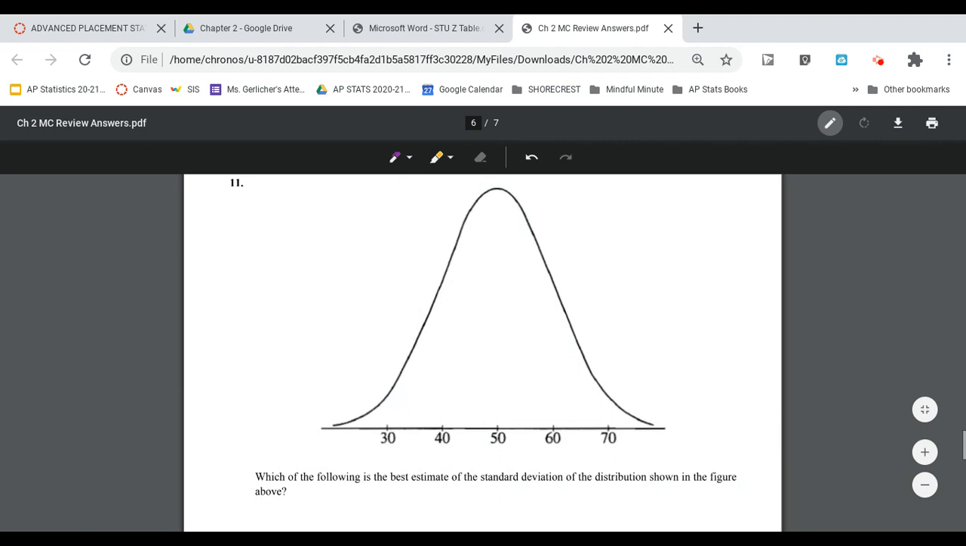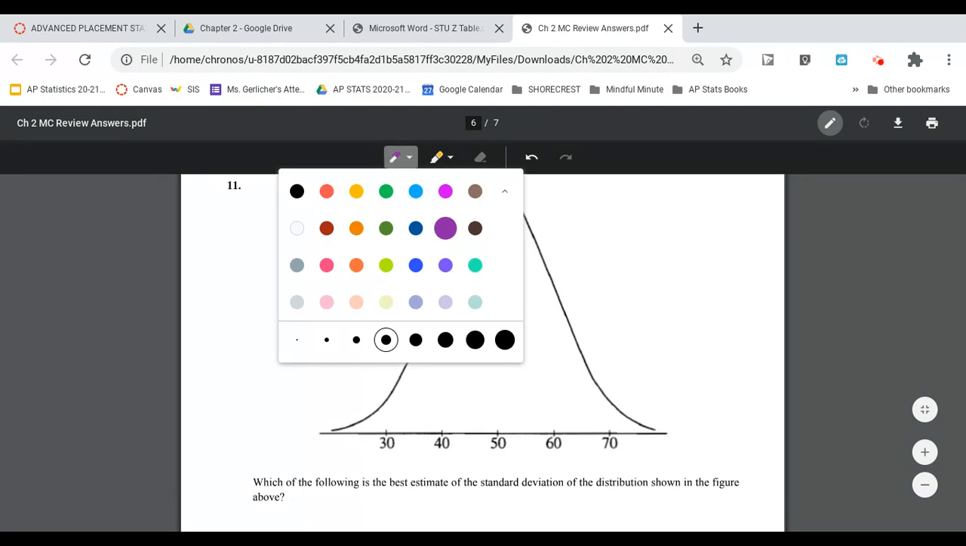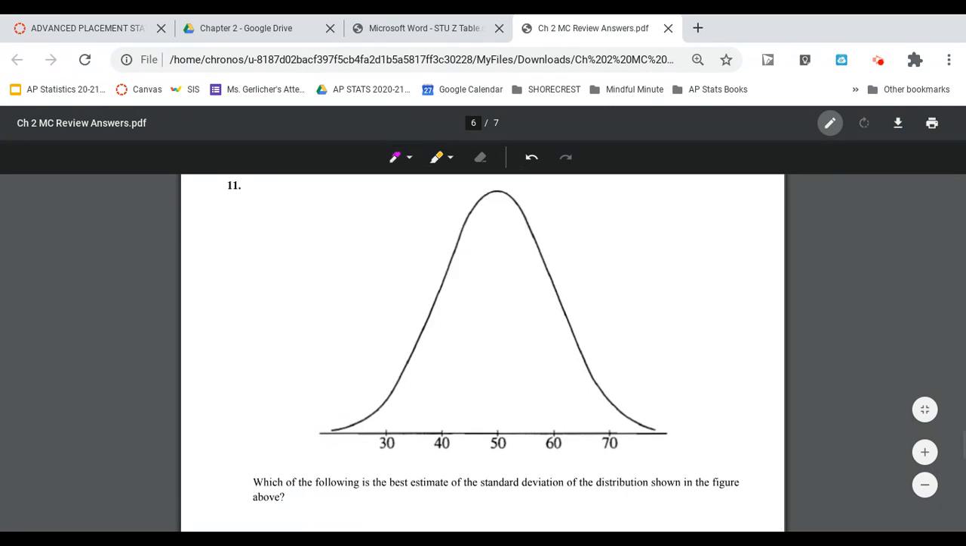Okay, back to a conceptual one, number 11. Which of the following is the best estimate of the standard deviation shown above? So this involves knowing, okay, the mean is 50. We know that. Mean goes right in the center. And we also know that going out 3 standard deviations gives you 99.7% of your data. So way out here is nearly all my data, right? That's where the edges are.